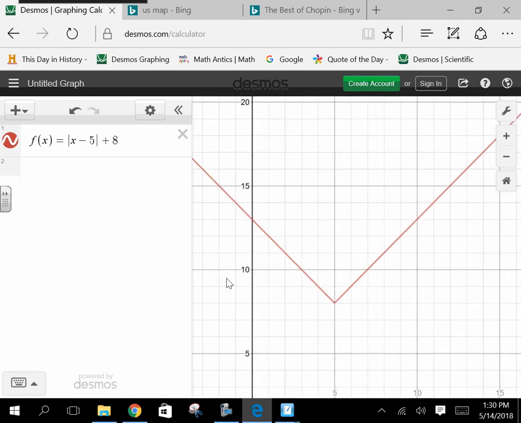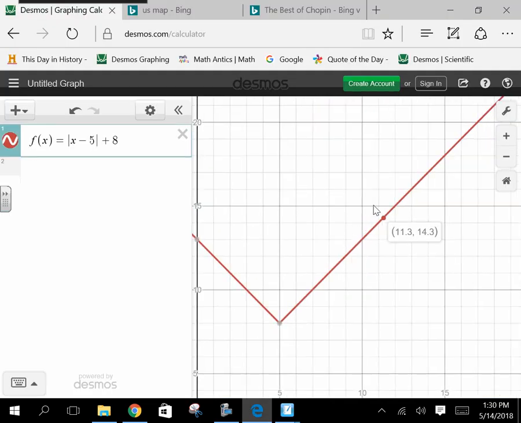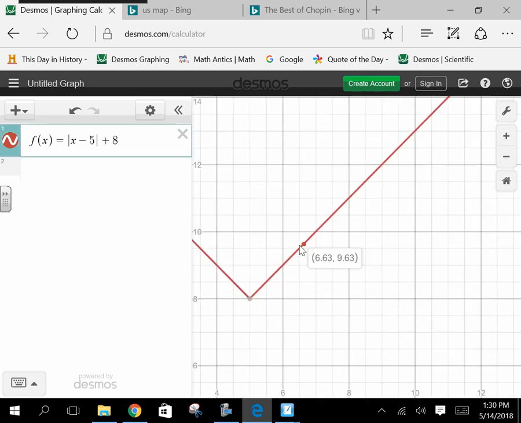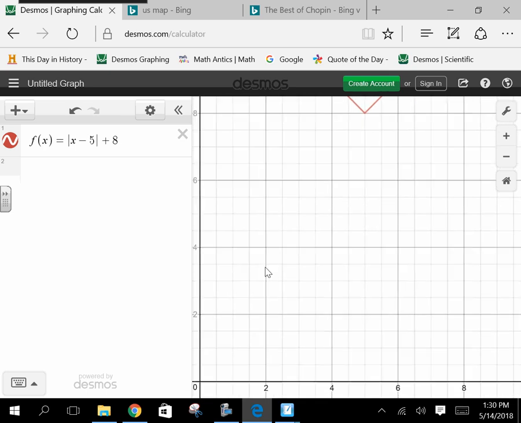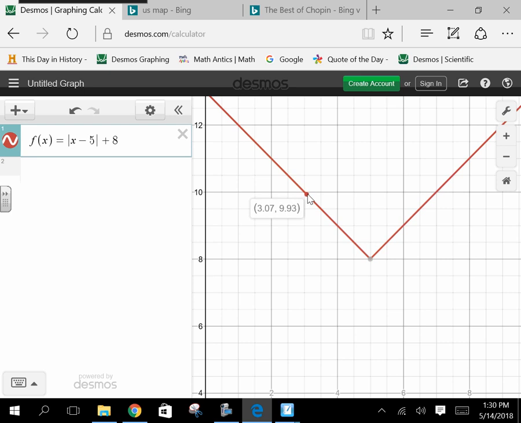Okay, there's a function. Let me verify now that (3, 10) is a solution. Let me look for (3, 10). Zoom in a little bit. Where's (3, 10)? 3 is right here. Let me go up to 10. There it is, (3, 10). It's on the graph itself. So I already know it's a solution, just by graphing it, going over, looking at the point on the graph.